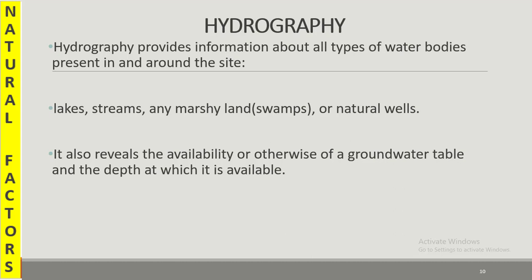Hydrography provides information about all types of water bodies present in and around the site. Lakes, streams, any marshy land, swamps, or natural wells are some of the water source that may be present around the site. It also reveals the availability of water in that area or otherwise of a groundwater table and the depth at which it is available.